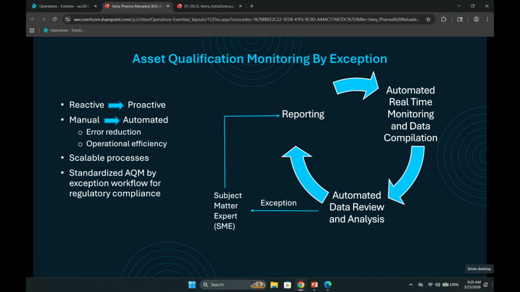It's also a more scalable process, so we can generate this for a handful of your assets and then scale those across your entire enterprise. So scaling this from a few assets to thousands of assets across an entire organization is very doable. And then really standardizing this AQM by exception workflow, continuing to make sure we're compliant with regulatory mandates.